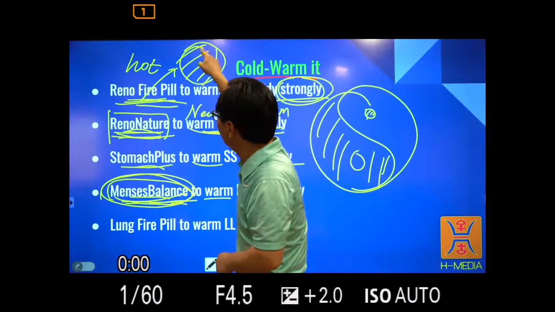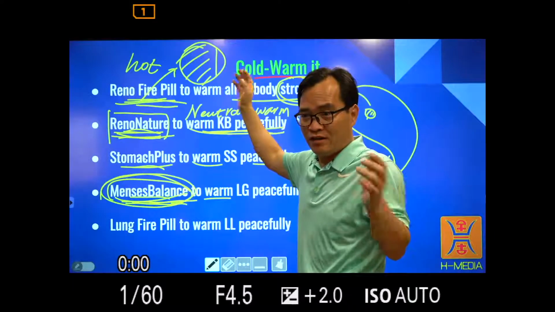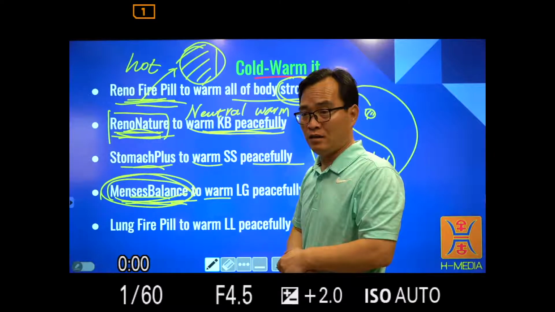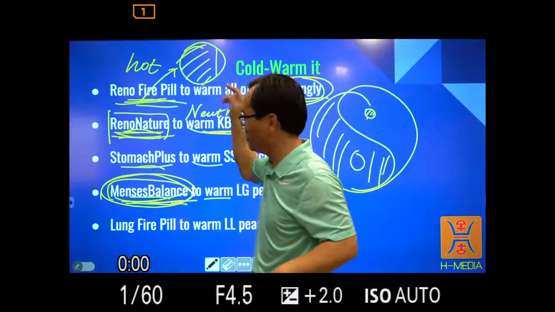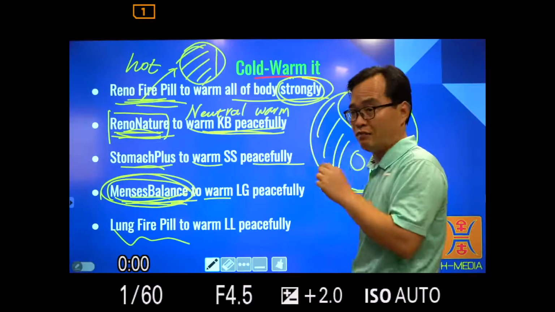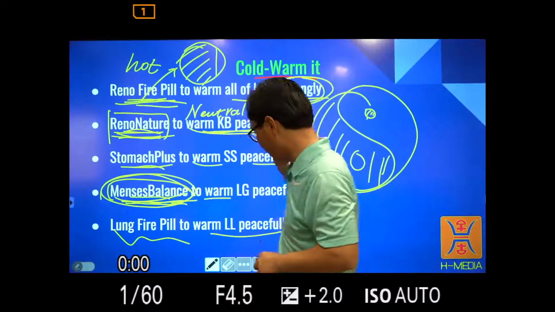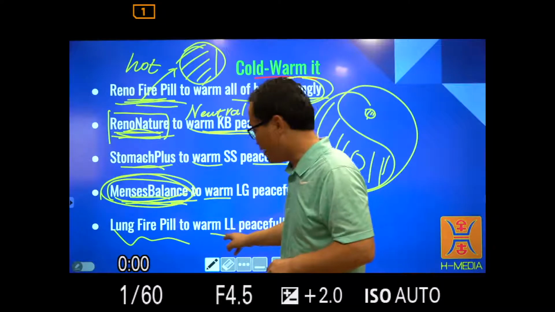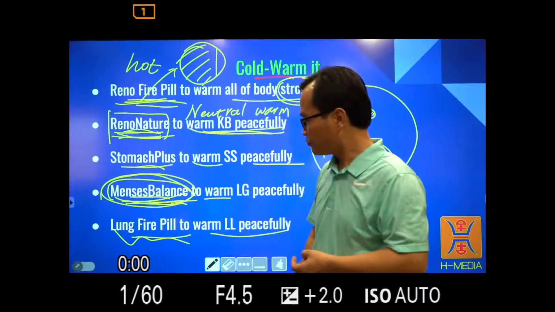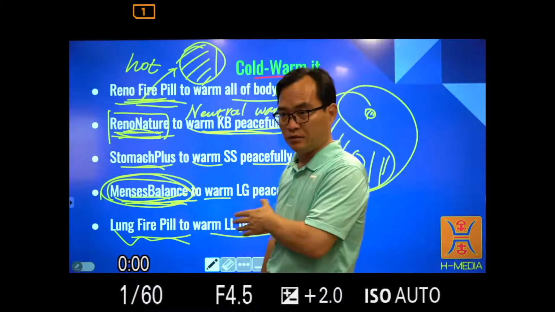Fire is mostly, we can say, maybe 70%. 70% is fire, and 30% is the water property. It is not 100% fire. For the lung fire pill, we updated some formulas to warm the lungs peacefully. In fact, the renal fire can warm the lungs also. But if the lung is cold, we updated the formula for the lung fire pill. We will get this new formula very soon.